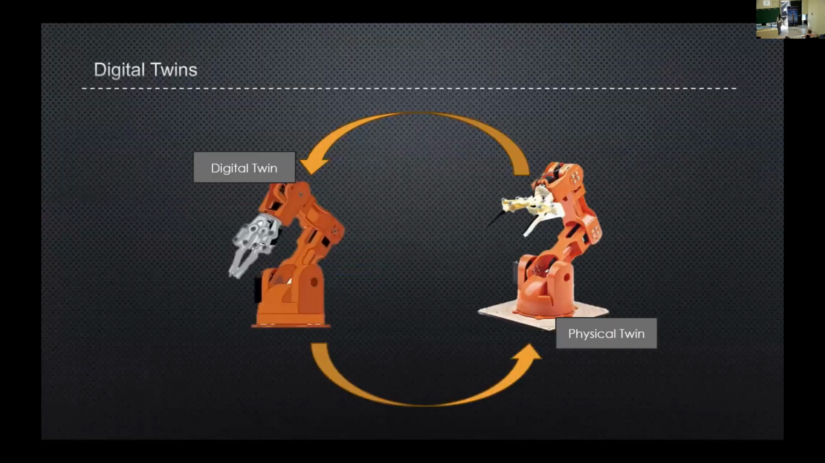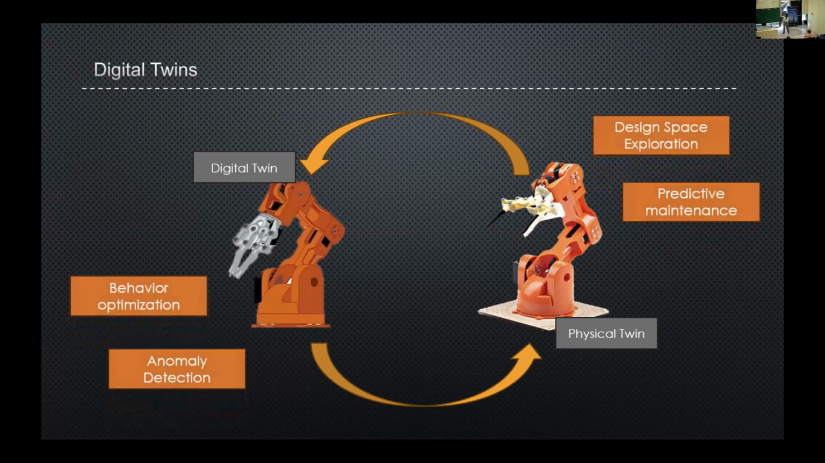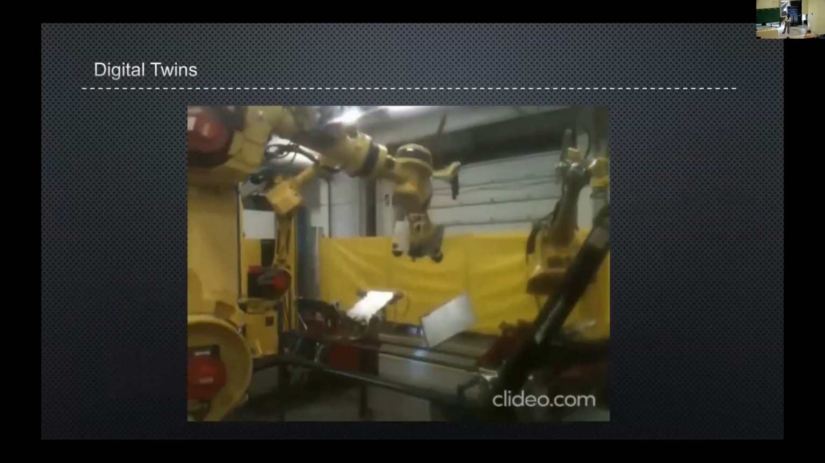Digital twins are changing our way of interacting with physical assets. We use them for many things like design space exploration, predictive maintenance, behavior optimization, or even anomaly detection. But as these systems grow more complex, things may go wrong. So these are the kind of things that we want to avoid.